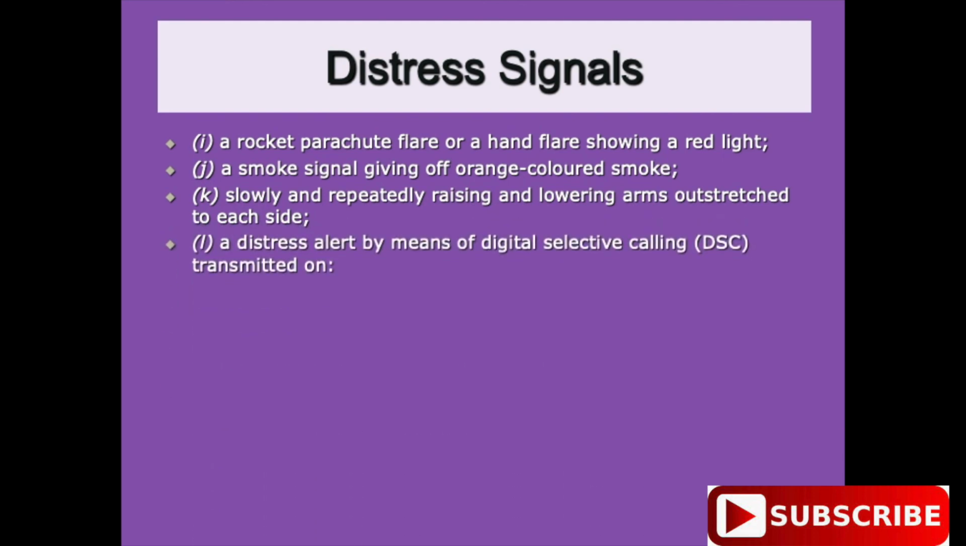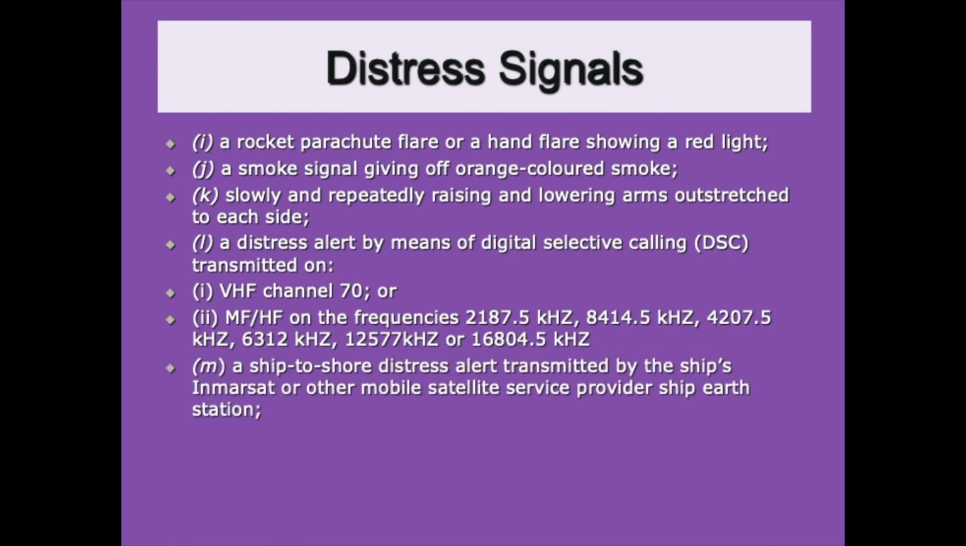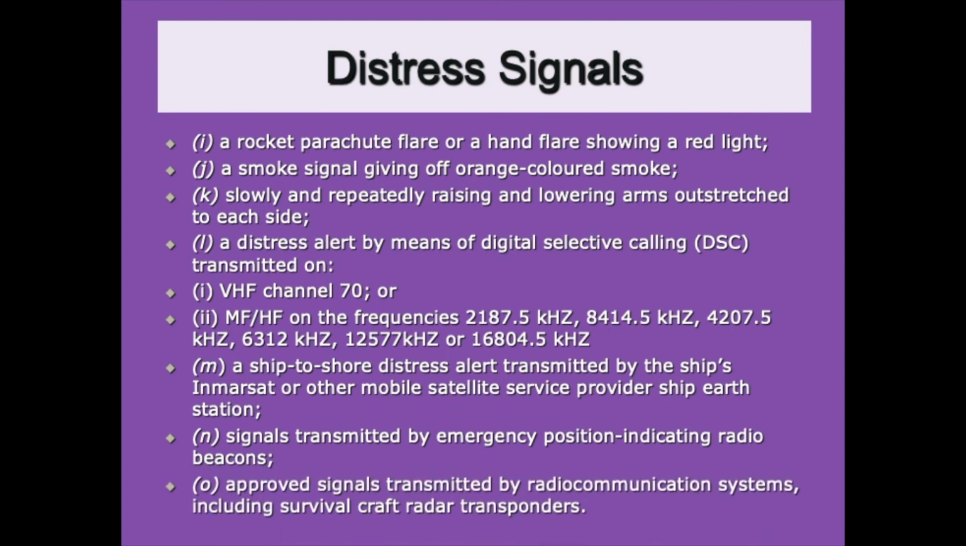A distress alert by means of digital selective calling, DSC, transmitted on VHF channel 70, MF/HF on frequency 2187.5, as we have seen before, and all these frequencies. A ship-to-shore distress alert transmitted by ships' MSAT or other mobile satellite service provider ship earth station. Signals transmitted by emergency position indicating radio beacons. Approved signals transmitted by radiocommunication systems, including survival craft transponders.